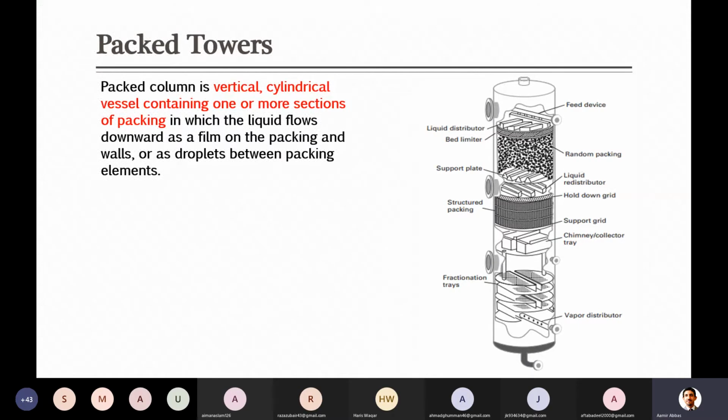In the given diagram, I will quickly explain, sometimes the packing is of one type, sometimes of more than one type. In this specific example here, he has mentioned a column which contains packing as well as trays. They can be used in specific conditions, but mostly they are separate: either it will be a tray tower or a packed tower, but in some applications you can have a tower which contains both trays and packing.